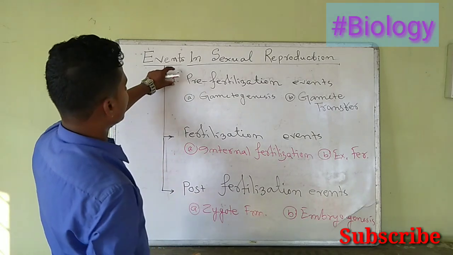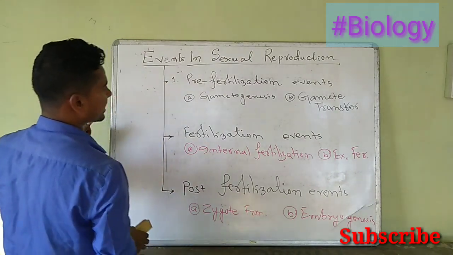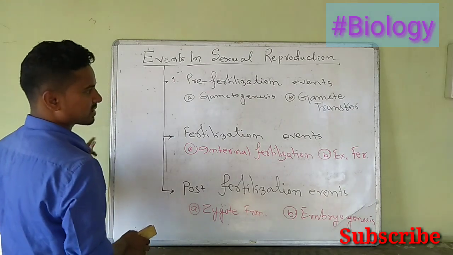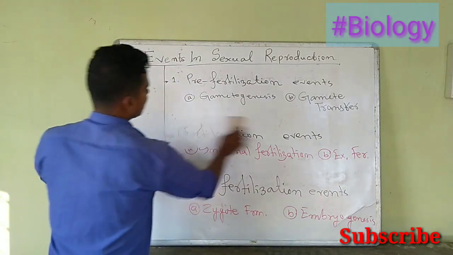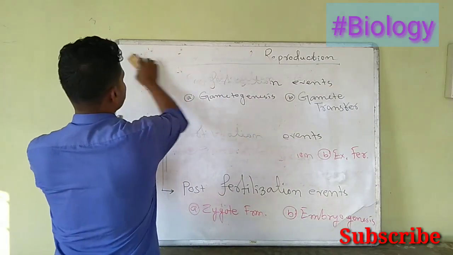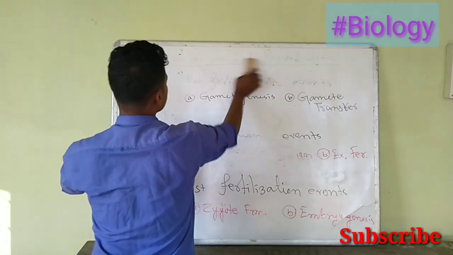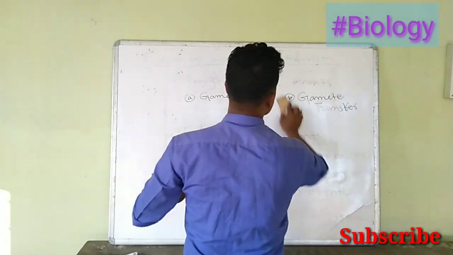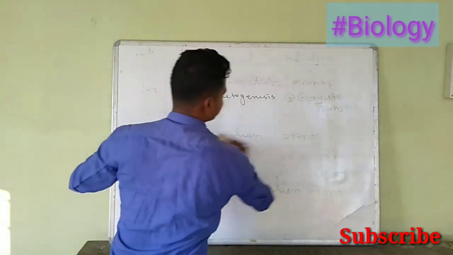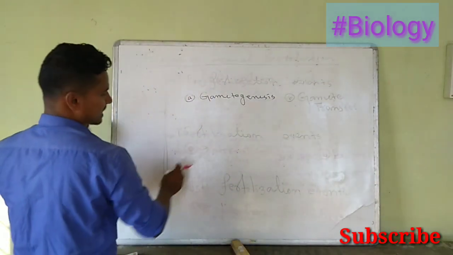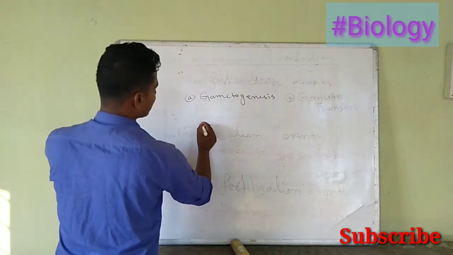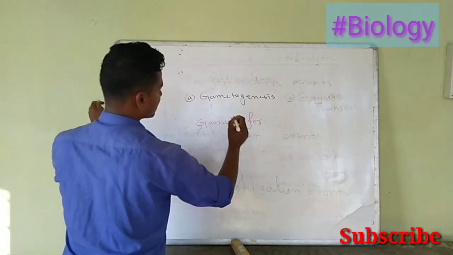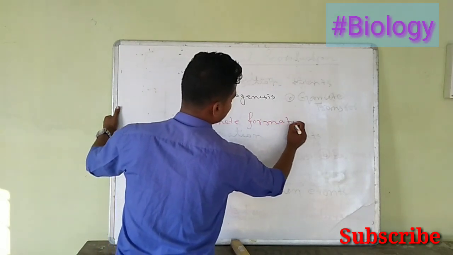Now, let's focus on point number one, that means pre-fertilization events. As you have already come to know, pre-fertilization events can be categorized into two. One is called gametogenesis and the other is called gamete transfer. Let's focus on gametogenesis. Gametogenesis is the process for formation of gametes. Maybe you have already come to know this in your class 11 biology. Gamete formation takes place by the process called gametogenesis.